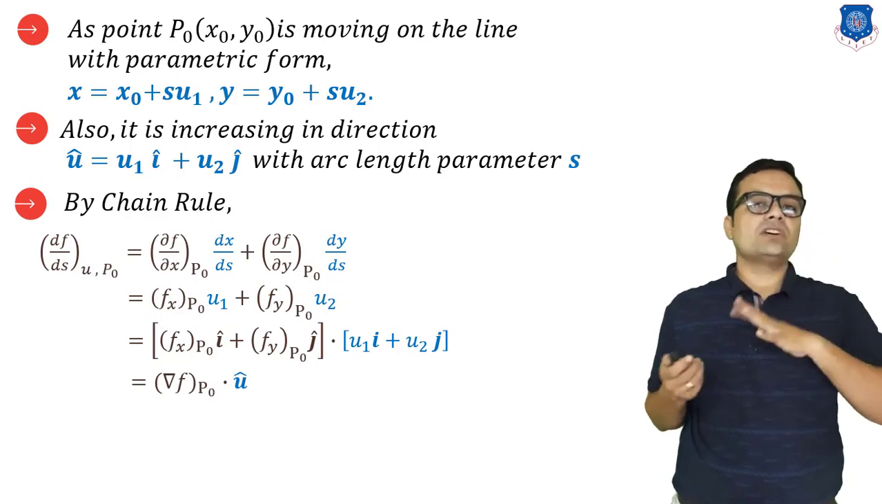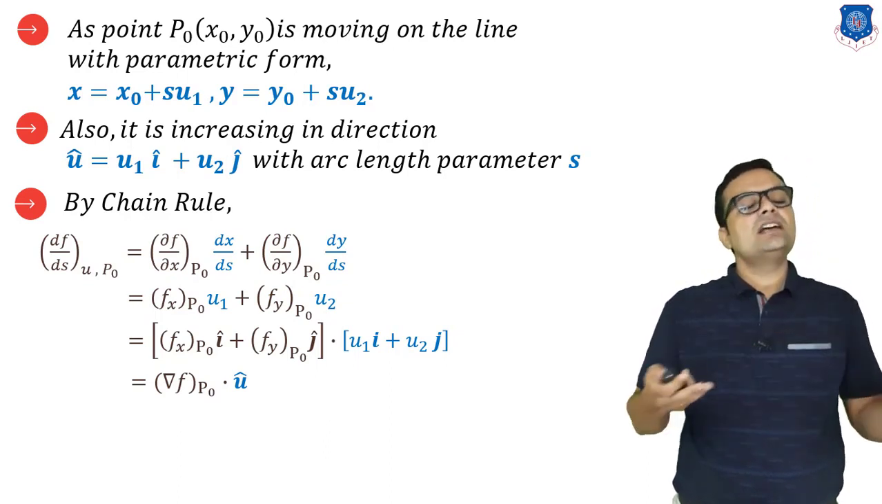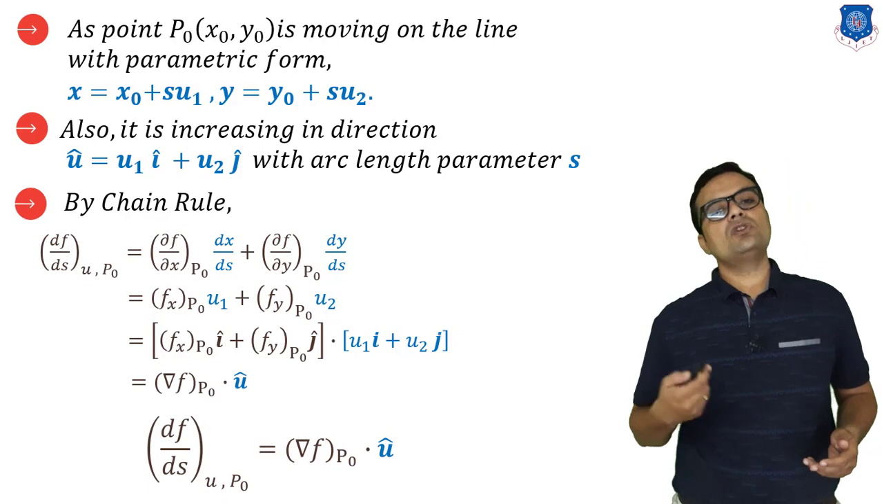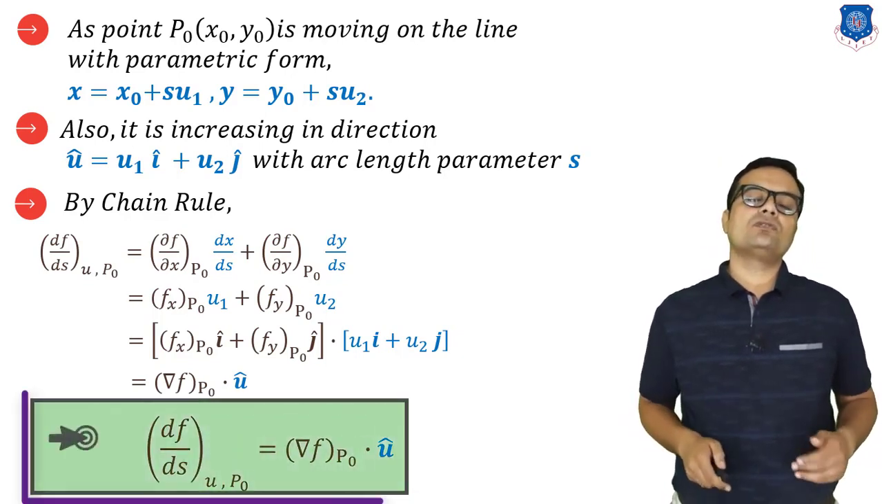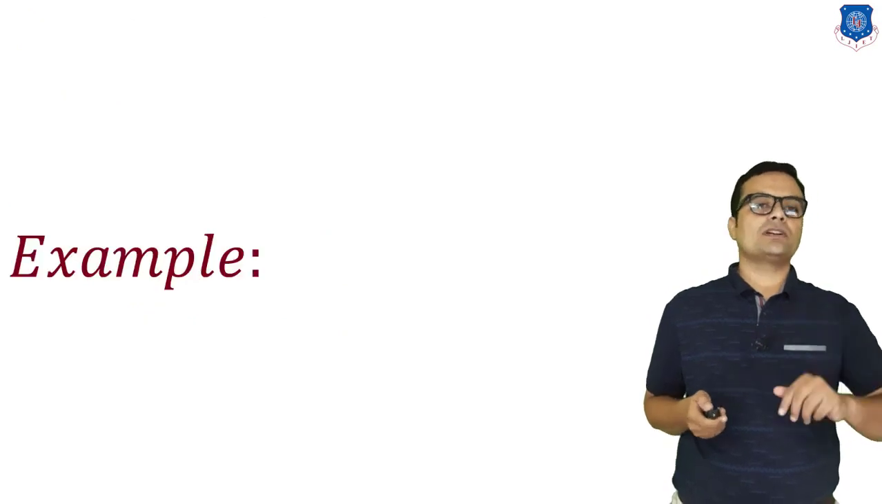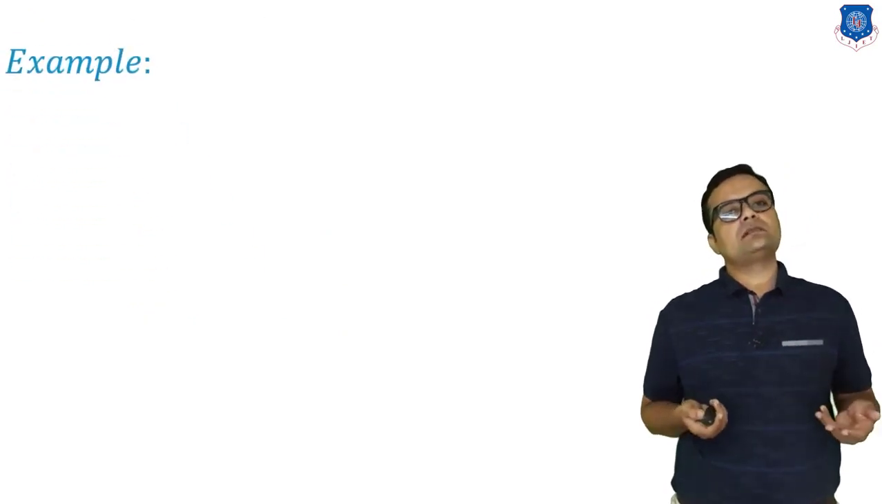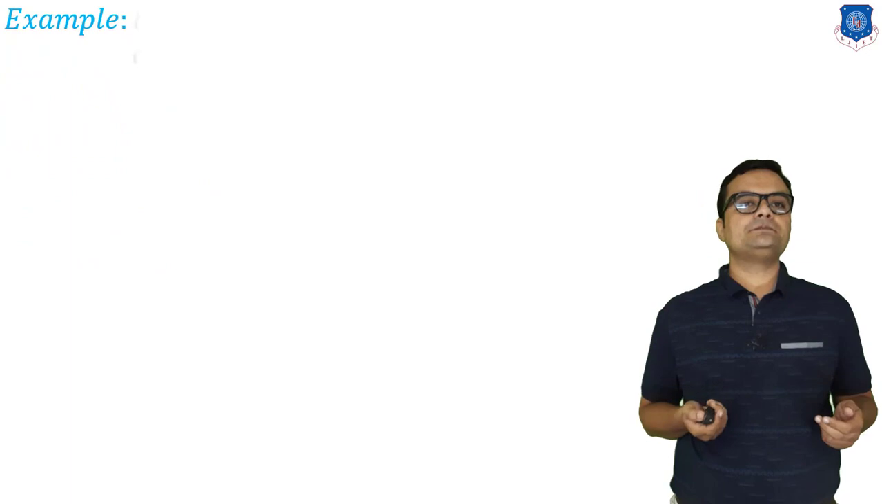If it is not, then find the unit vector in the same direction and then you can find this value of directional derivative. So this is another form of directional derivative with the help of dot product. Now let us consider one example to understand the whole idea.